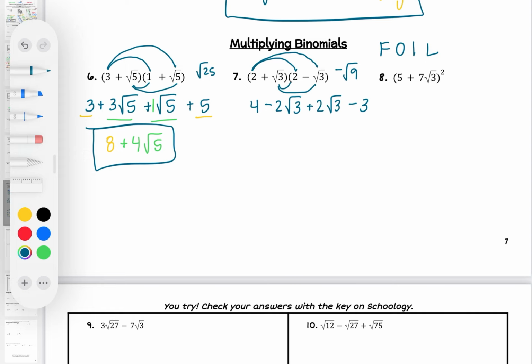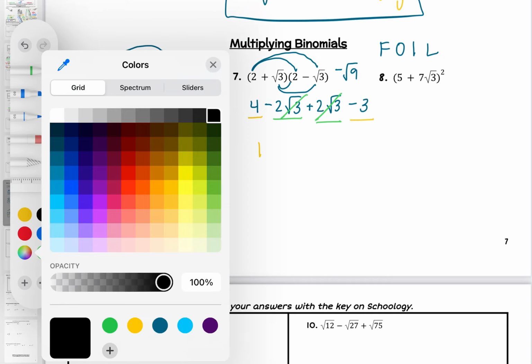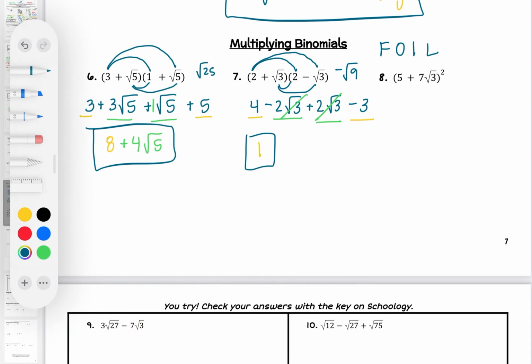All right, and then we combine our like terms. So we have 4 minus 3, so we're going to have 1. And then we have negative 2 square root 3 plus 2 square root 3. So they're exactly the same, but they're opposite signs. So those are actually going to cancel out. So our answer is actually just going to be 1.